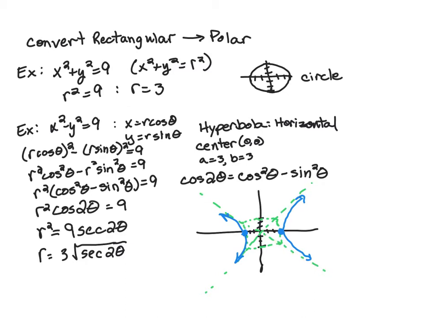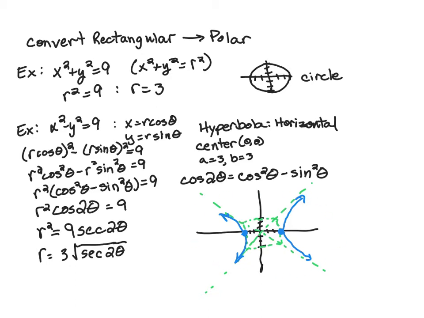Remember, this is from earlier this chapter. The x squared was positive, so my vertices are along the horizontal axis through the center, and I just pass through the point and approach the asymptotes, and I get that hyperbola. So this is how it's graphed.